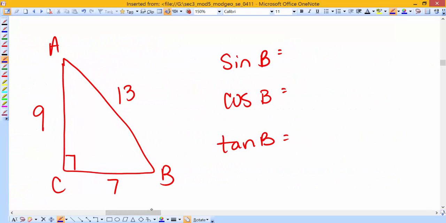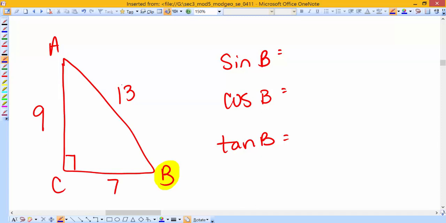Go ahead and pause it if you need to draw this triangle. I'm being asked to find sine of angle B, cosine of angle B, and tangent of angle B. Since my triangle is labeled by ABC, I'm going to use the letter. I don't need to use theta, but again, B is the same as theta. This is the angle I'm working with right now, angle B. So I want to label my sides. First thing, hypotenuse. Hypotenuse is the side opposite the right angle, and it is also the longest side.